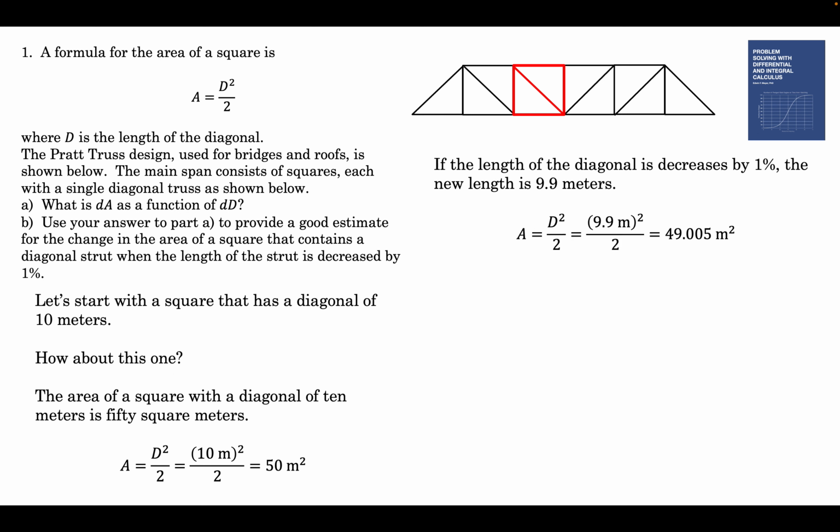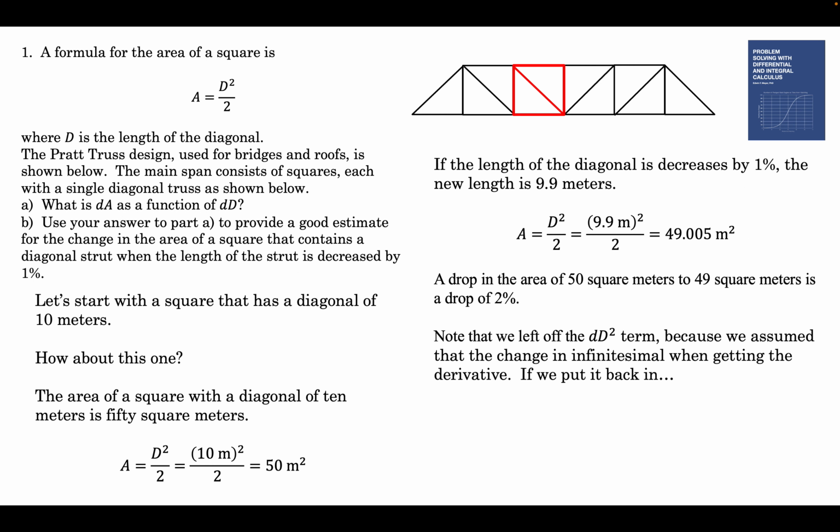And if we calculate the area from the normal equation, we get 49.005 square meters. And if the area drops from 50 to 49, that's 2%. So 50 to 49 is 2%. And that's almost 2%. A little bit higher than 2%. But we left off the dd squared term, remember? We assumed it was infinitesimal. If we're going to plug in numbers, we know we're not going to get the right answer. But we can put it back in. We can put the dd squared term back in.